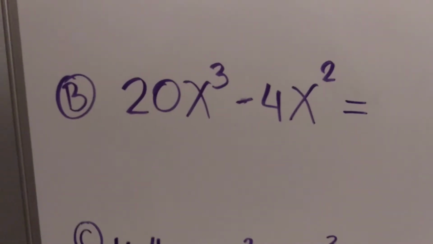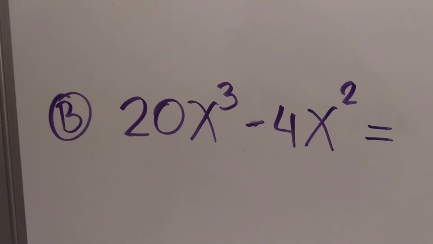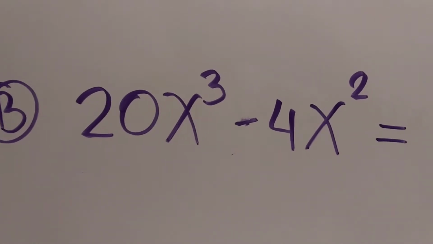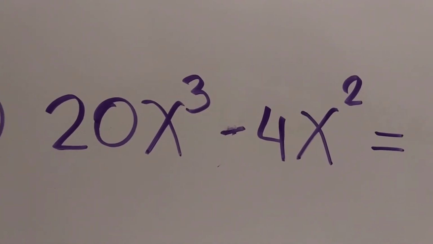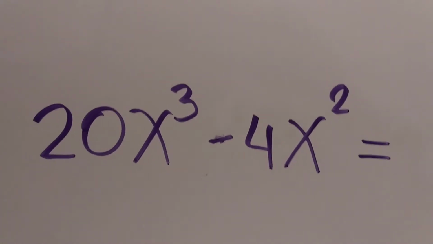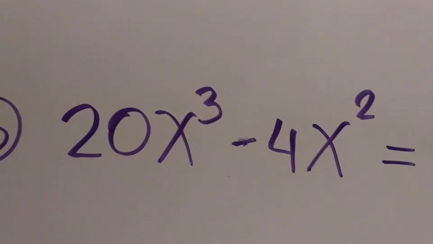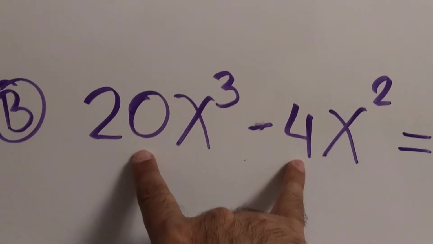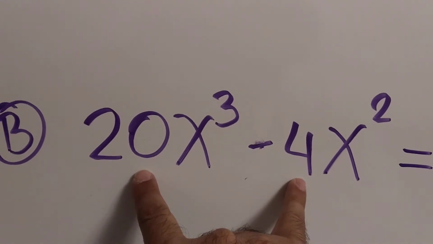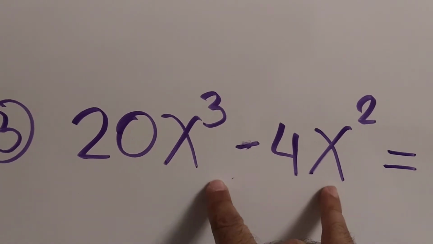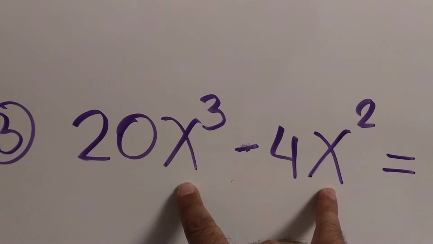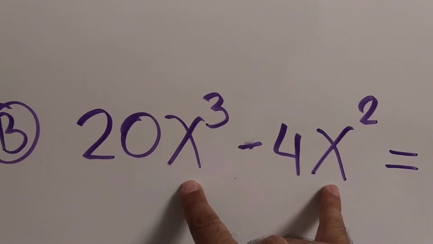Okay, let's look at the second problem that we have here. Here we have 20x to the third power minus 4x to the second. So here we have an example where we have both coefficients that could have a greatest common factor with each other, and we also have variables that would also have a greatest common factor within them.